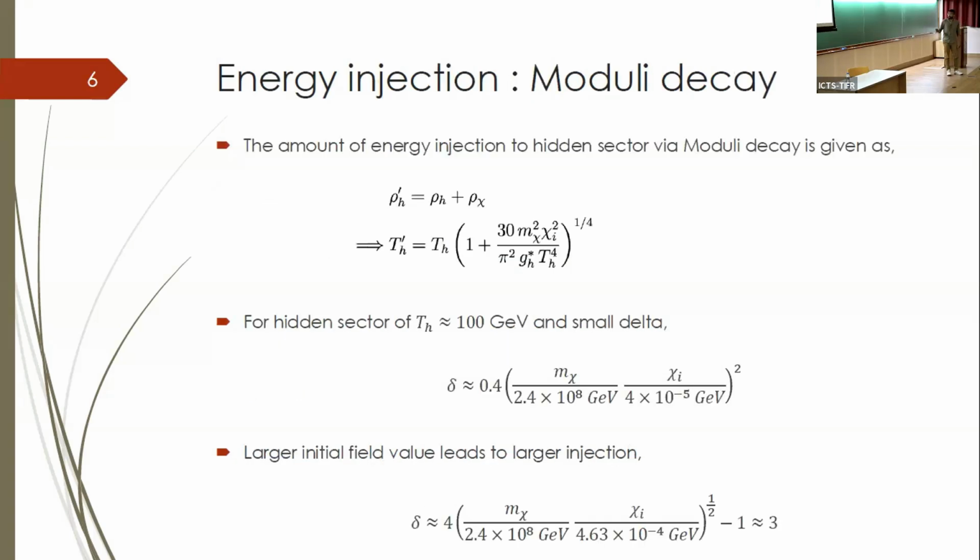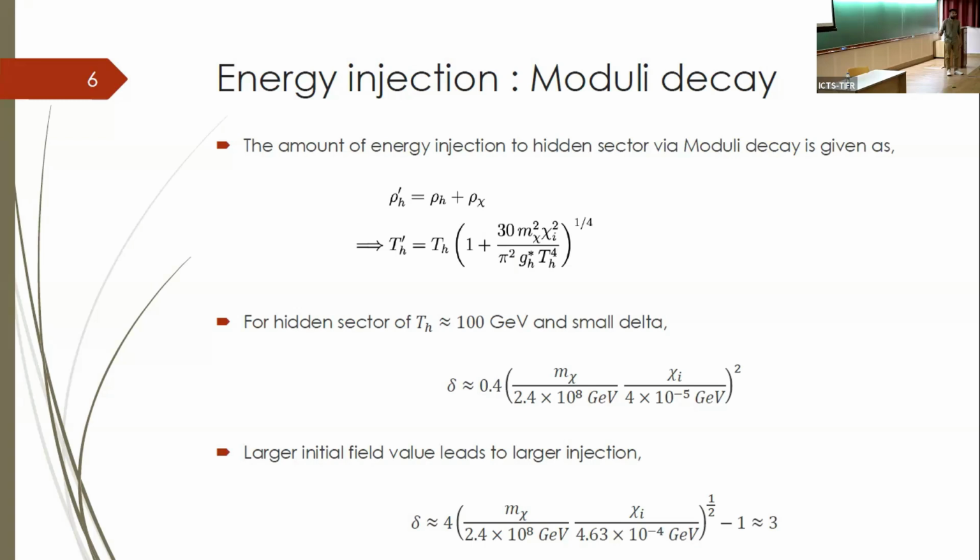So the first example is via modulus decay. Suppose there are some moduli fields lying around that only couple to the hidden sector. Then when the decay rate of the chi field becomes equal to the Hubble rate at that temperature, it can undergo decay. And so we can write down the energy conservation equation before and after the decay.